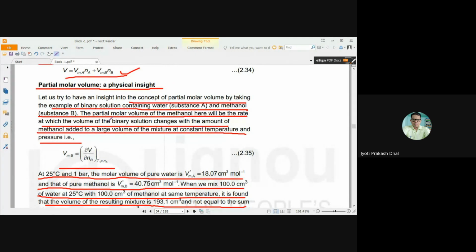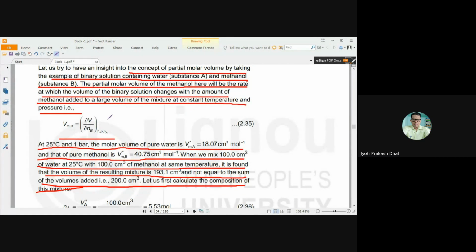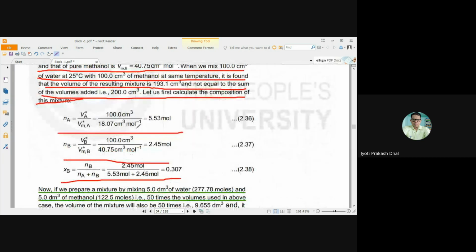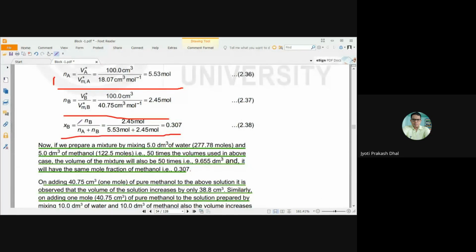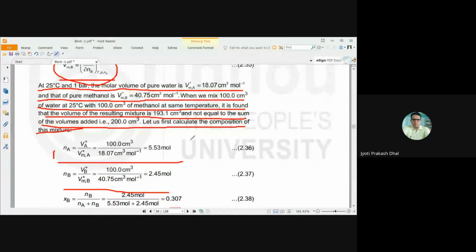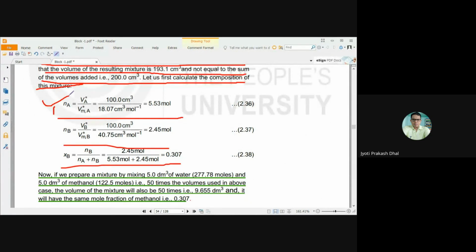Now coming to a physical insight of the partial molar volume. This is the partial molar volume, V_B equals del V by del n_B at constant temperature, pressure and number of moles of A. So here one question is there. You can solve it easily by putting all the values, which are given here. You can calculate the value of n_A, calculate the value of n_B, and after that calculate the value of x_B.